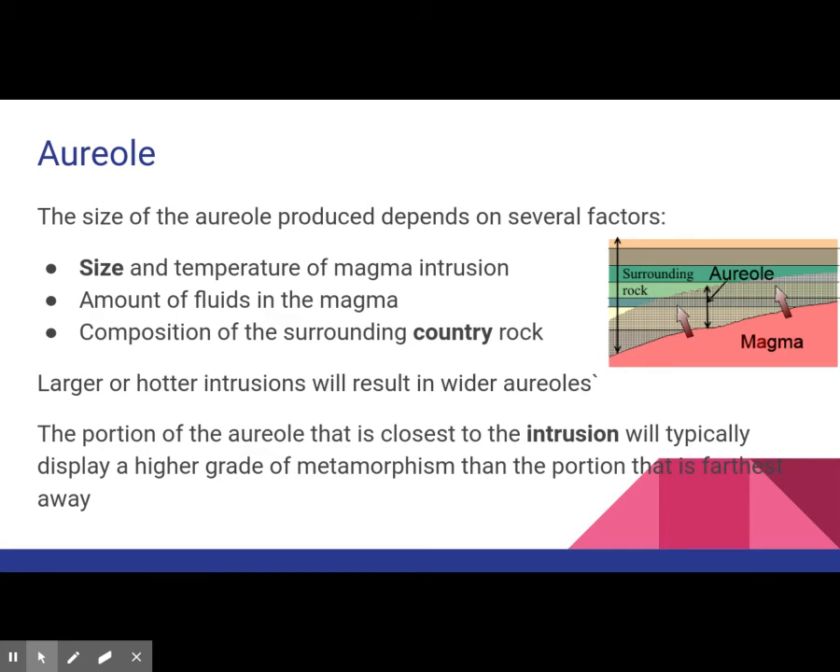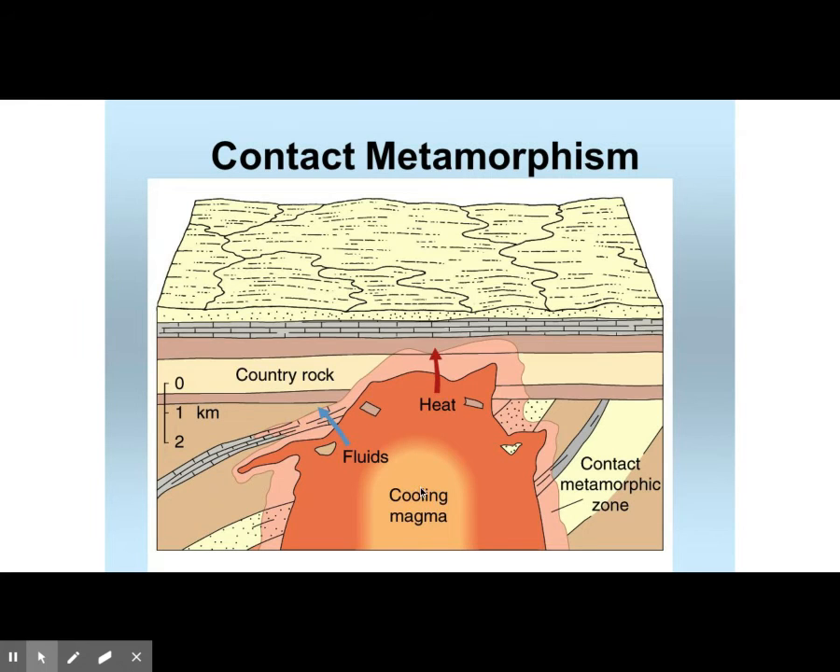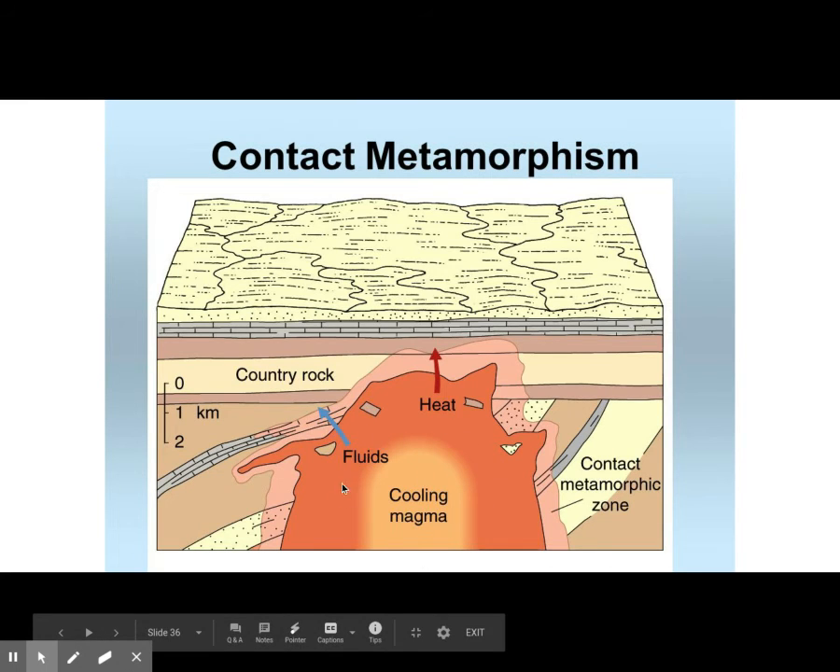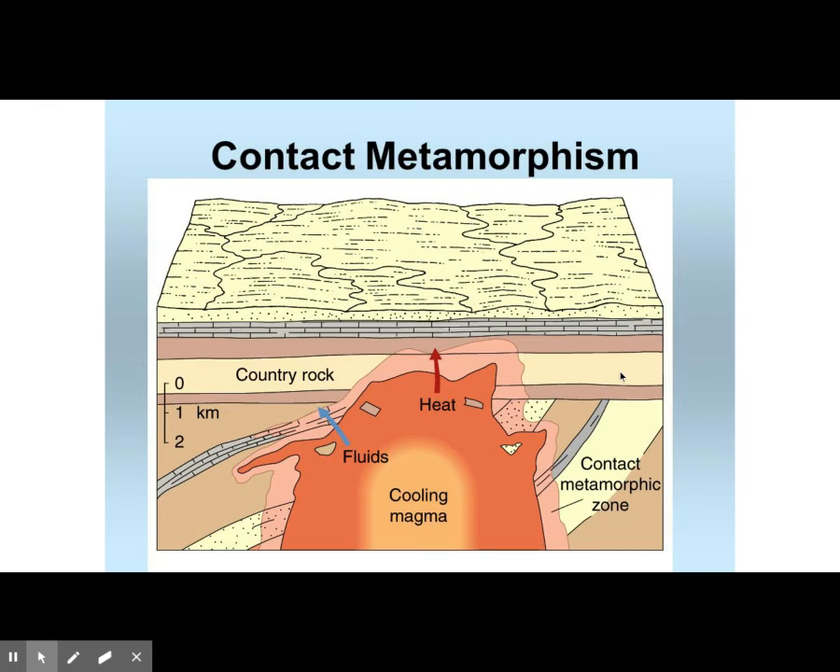You'll want to know what the intrusion is. You will need to know that the country rock is the pre-existing rock. And you'll need to know that the new rock that's formed, this light pink area, the new metamorphic rock, is called an aureole.